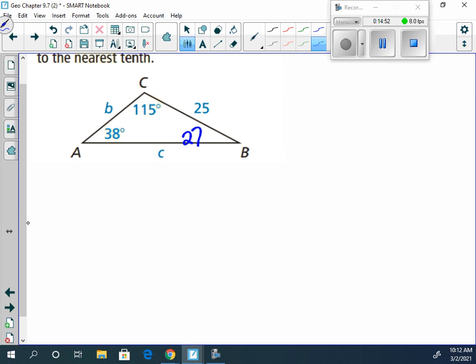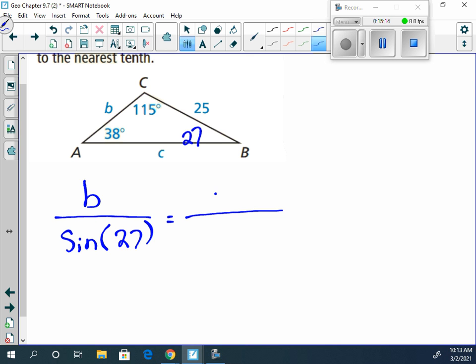So Caleb, what do we want to find first? B or C? B. Okay, so we would have B over sine of what? 27 is equal to what over what? 25 over 38, yes. 25 over sine of 38.